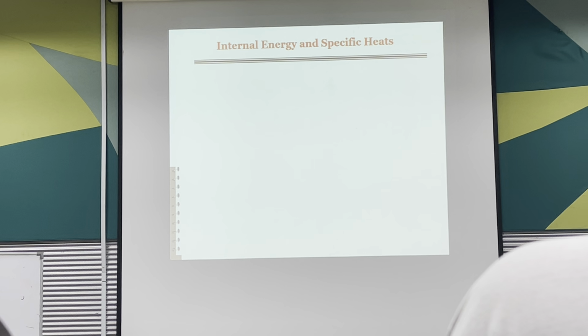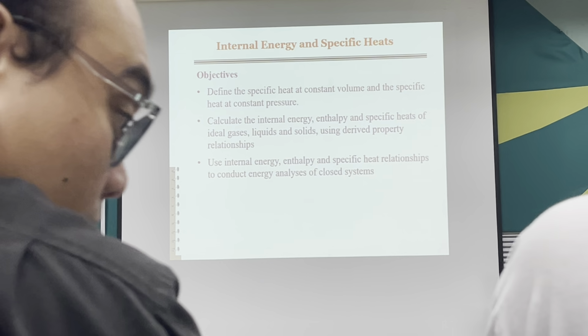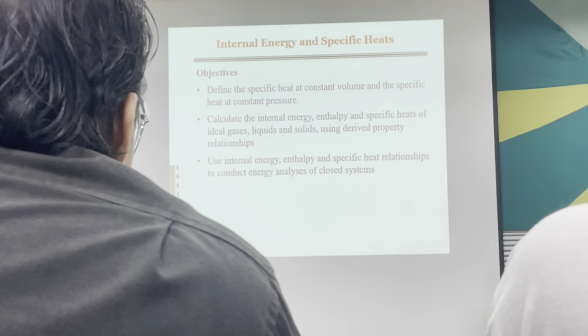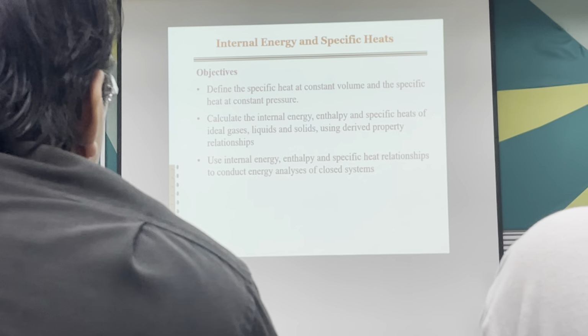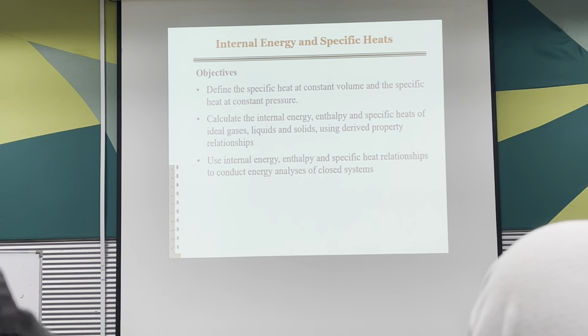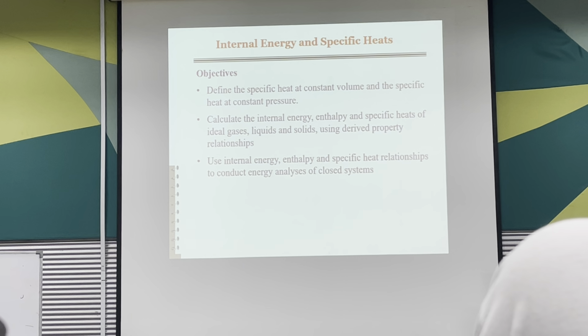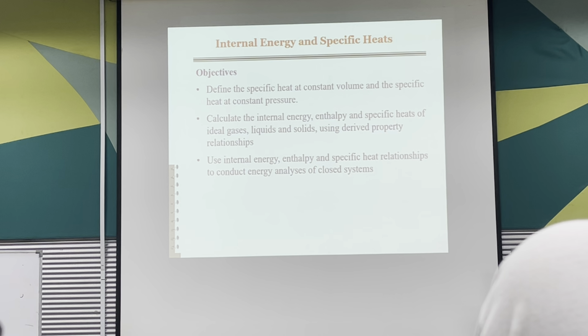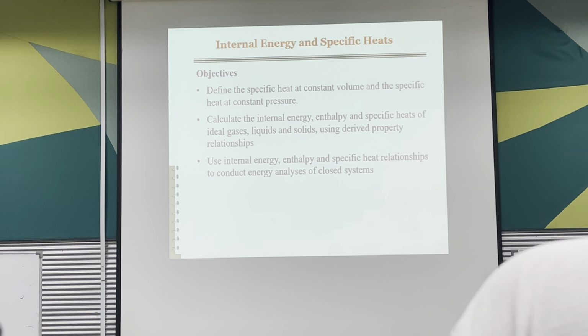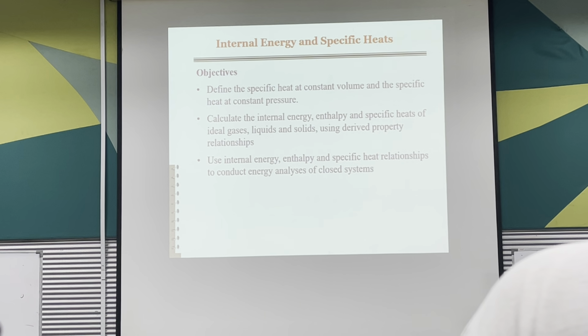Okay, so in this section we are actually talking about internal energy and specific heats. We will also talk a little bit about enthalpy. The objectives here are to define the specific heat at constant volume and specific heat at constant pressure. Then we will calculate the internal energy, enthalpy, and specific heats of ideal gas, liquids, and solids using derived property relationships. And we will use internal energy, enthalpy, and specific heat relationships to conduct energy analysis of closed systems. Essentially, here we will learn about the relationship between specific heats and energy.